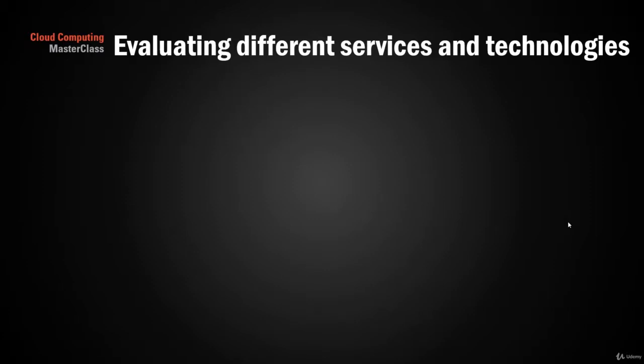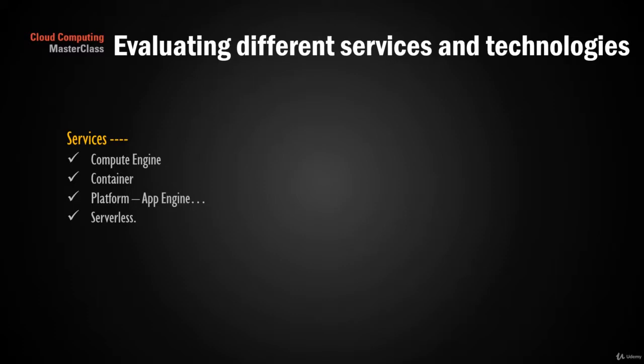Evaluating different services and technologies. Let's go ahead and understand how you can choose between different services, and what the foundation of the technologies is which you want to have. If you look at Google Cloud Platform, you have Compute Engine, you have Container Engine, you have platform specific, which is App Engine, and you have serverless.